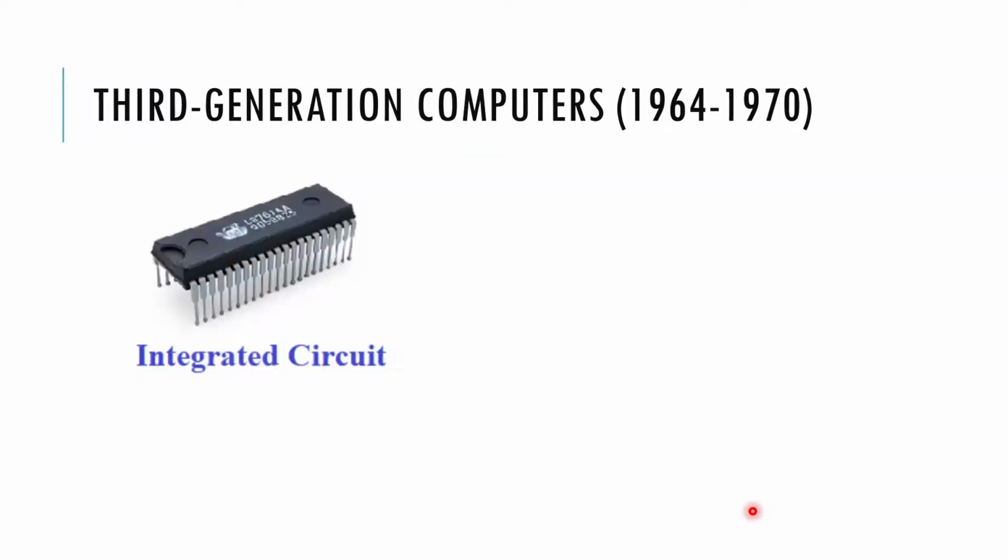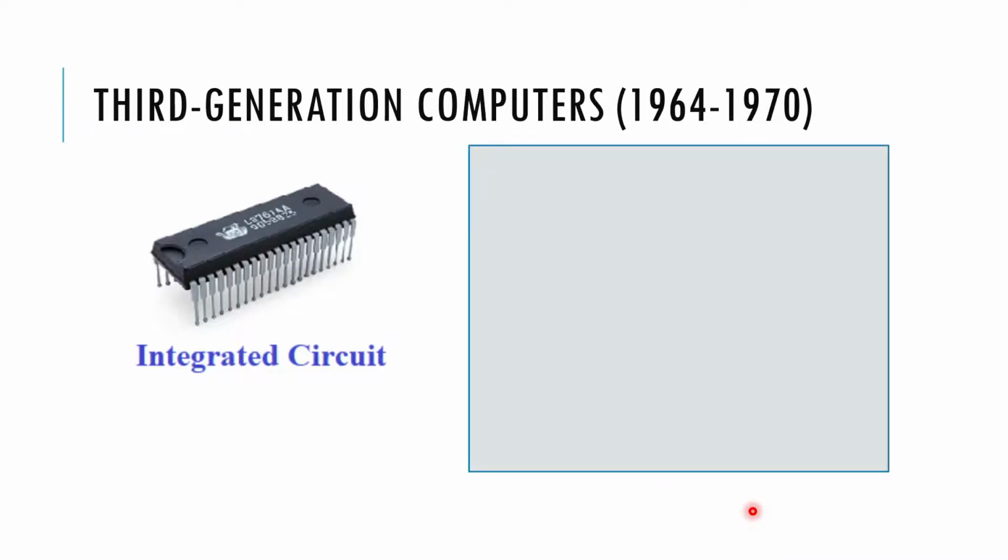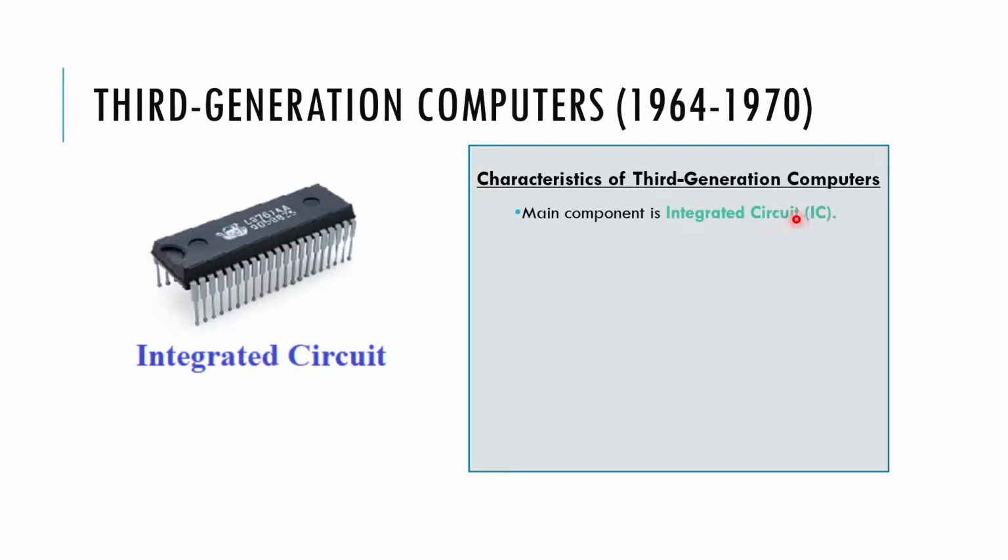Now let's take a look at the third generation computers. The main component in the third generation computer is integrated circuit. Integrated circuit consists of thousands of circuits that have been put into small chip of silicon. The period of third generation computer is 1964 to 1970. They were smaller in size because of the development of integrated circuit.